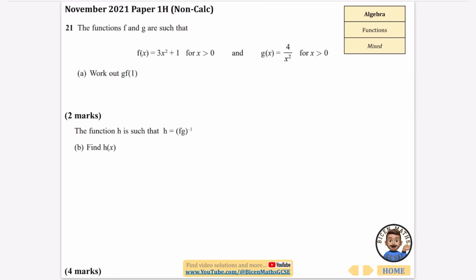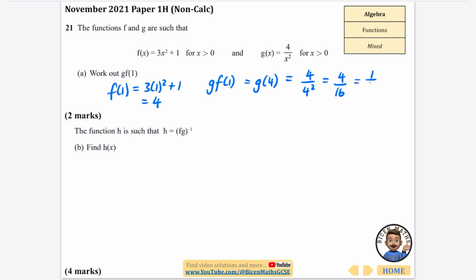Okay, so we've got these two functions and we want to find out g of f of 1. I'm going to go a little bit faster. I'll find out what f of 1 is. So it's 3 times 1 squared plus 1, so that's 4. So g of f of 1 literally just means let's put 4 inside the g function, which is 4 divided by 4 squared, or 4 over 16, which is just a quarter, or 0.25.